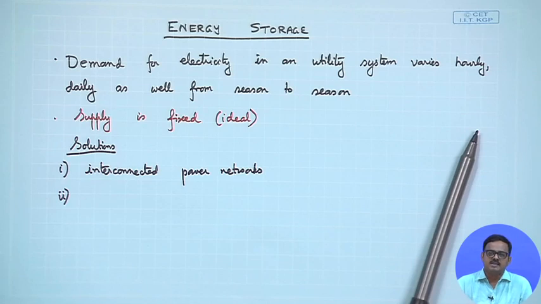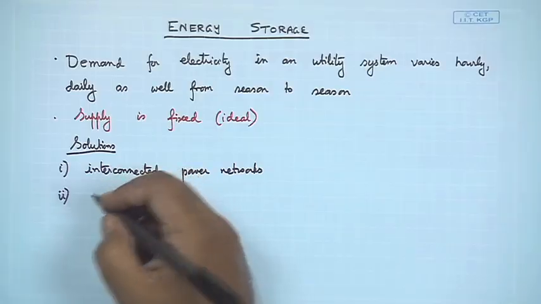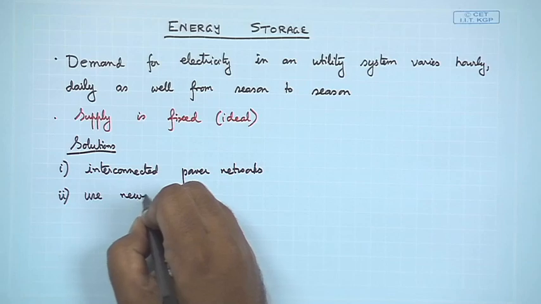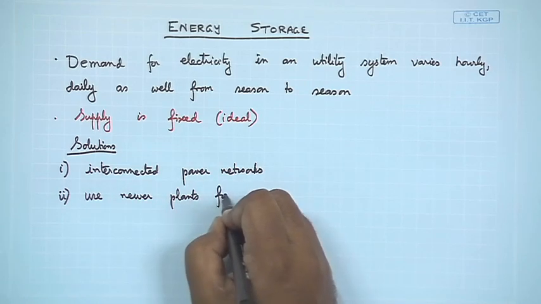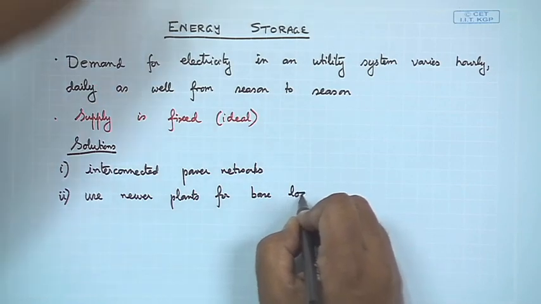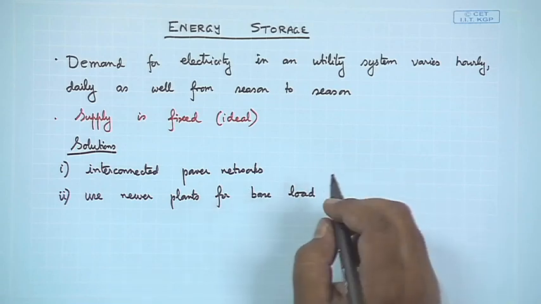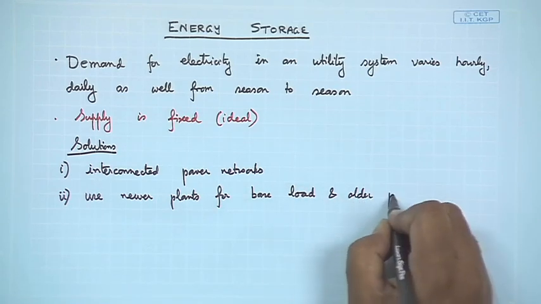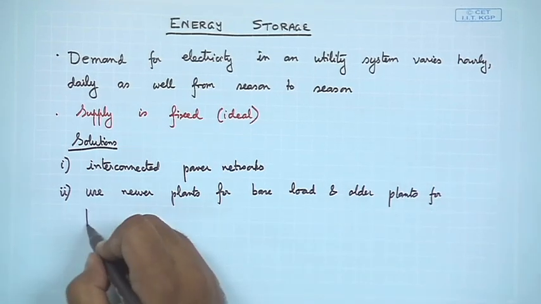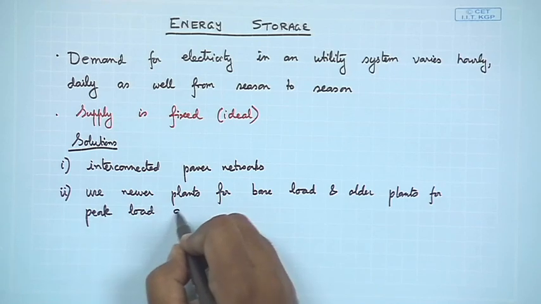Second, we can say that whatever new installations we have, we will have the rating at the base load, which is the average load, and then use the older plants to meet peak load, okay. So have new and more expensive plants rated at the base load, and use the old and existing plants for supplying the additional power that is required during peak hours, okay. So let us write that: use newer plants for base load, newer and more efficient plants for base load, and older plants for peak load generation.